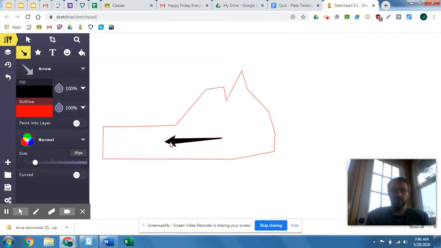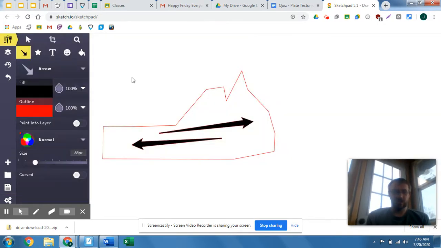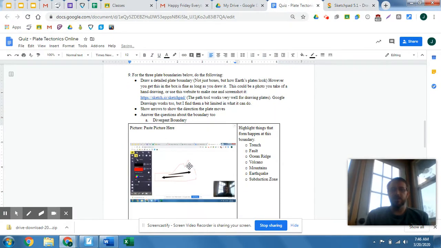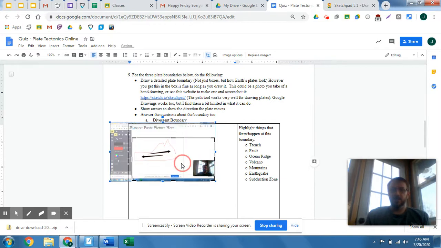So if it's moving away, towards, whatever you got to do. And then you can screenshot it. I don't know if there's a copy button here. Export. So you can save it possibly or share it. And you can also just do screenshot. And I'm assuming the Chromebooks have that function. For me, I can do that. Paste it in here. I can crop it so I don't have all this extra junk. And then I can move on to the next one.